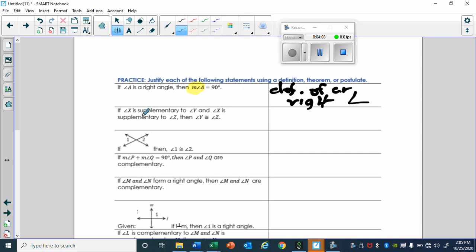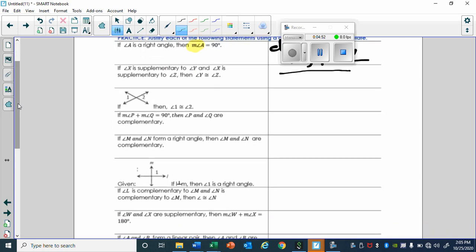It says if angle X is supplementary to angle Y, and if angle X is supplementary to angle Z, then angle Y is congruent to angle Z. So are we talking about congruence or are we talking about supplementary angles? We're going to leave this blank. I don't want you to confuse our supplementary theorems with the transitive property. It's actually substitution, and it's unfair that it was presented this way, but it's substitution.